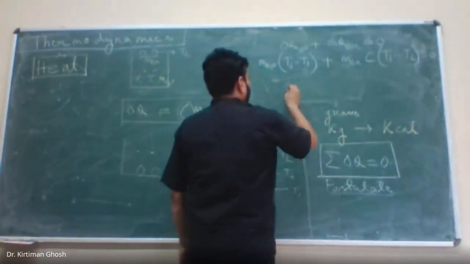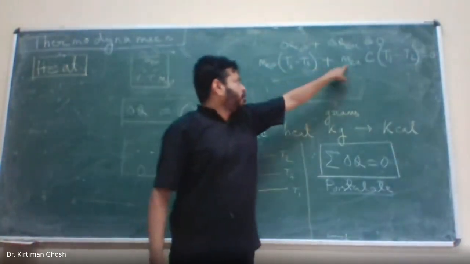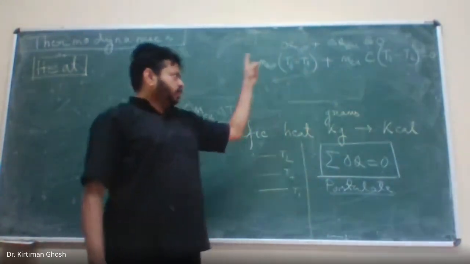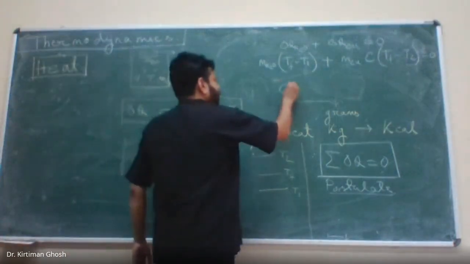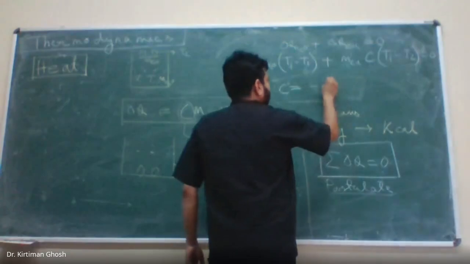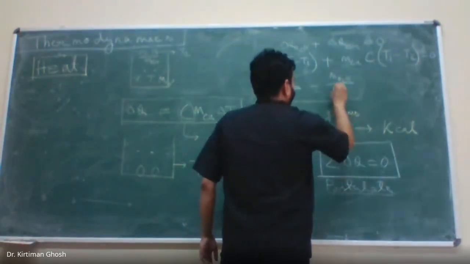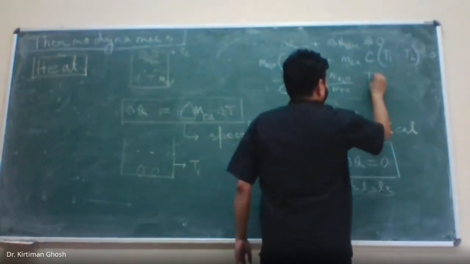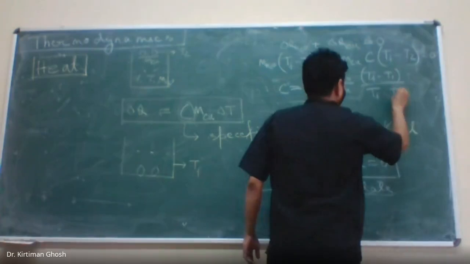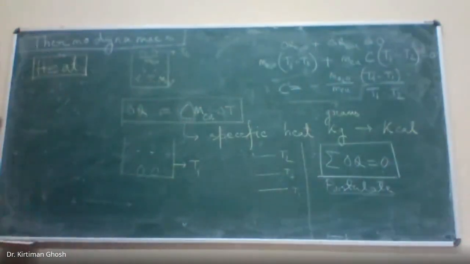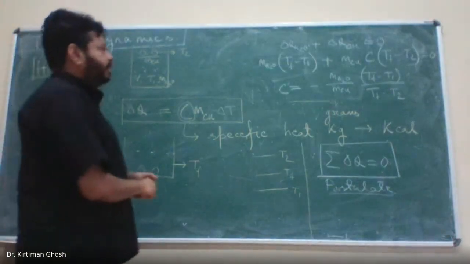So from here, all these quantities are known. Mass of water is measurable, you can measure. Mass of copper is measurable. T1, T2 and Tf can be measured by your thermometer. So you can calculate C. C will be your M H2O by M Cu, Tf minus T1 divided by Tf minus T2. So doing this simple experiment, you can measure the heat capacity.